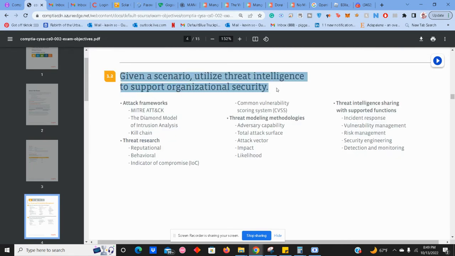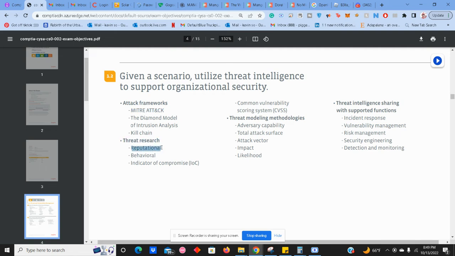Moving on to 1.2, given a scenario, utilize threat intelligence to support organizational security. The attack frameworks include the MITRE framework, the Diamond Model of Intrusion Analysis, which locates the threat actors, and the kill chain, which is like imagining threat actors attacking you. But MITRE is looking from a third-party perspective.